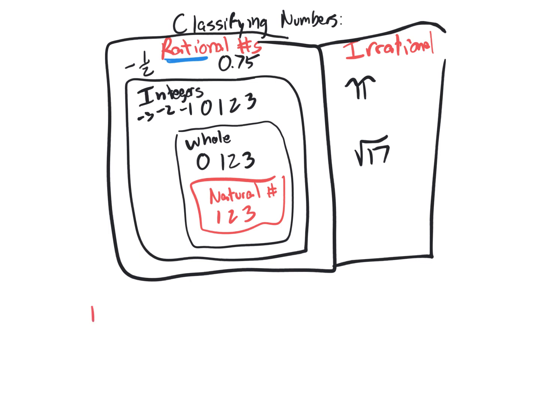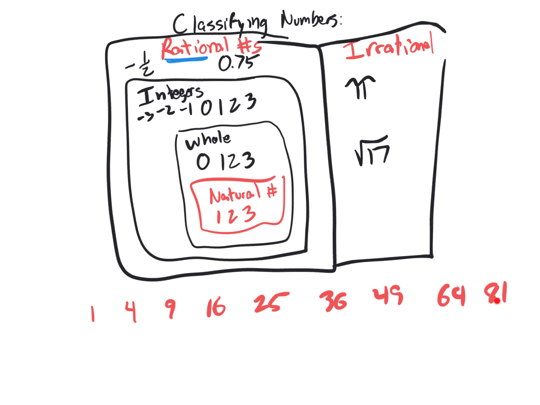1 times 1 is 1, 2 times 2 is 4, 3 times 3 is 9, 4 times 4 is 16, 5 times 5 is 25, 6 times 6 is 36, 7 times 7 is 49, 8 times 8 is 64, 9 times 9 is 81, and so on and so on. You guys understand how to make that list, right? Now, with this list, you know that any of these numbers, when you do the square root of them, you get a nice perfect answer.